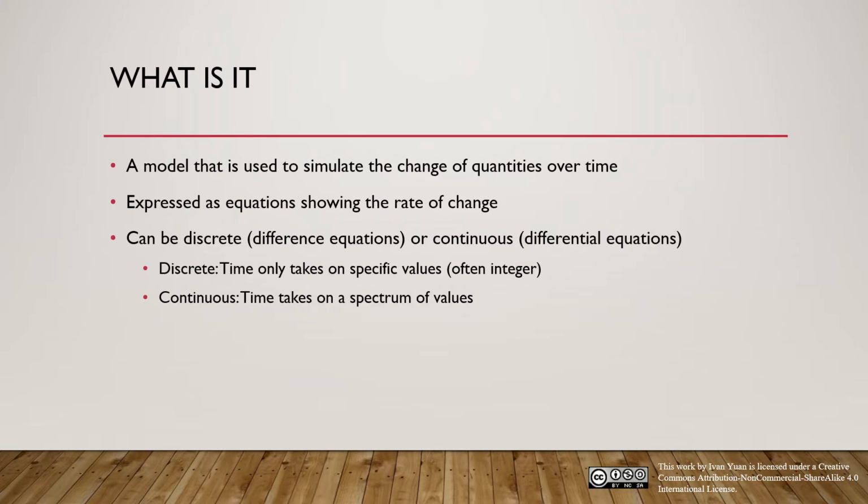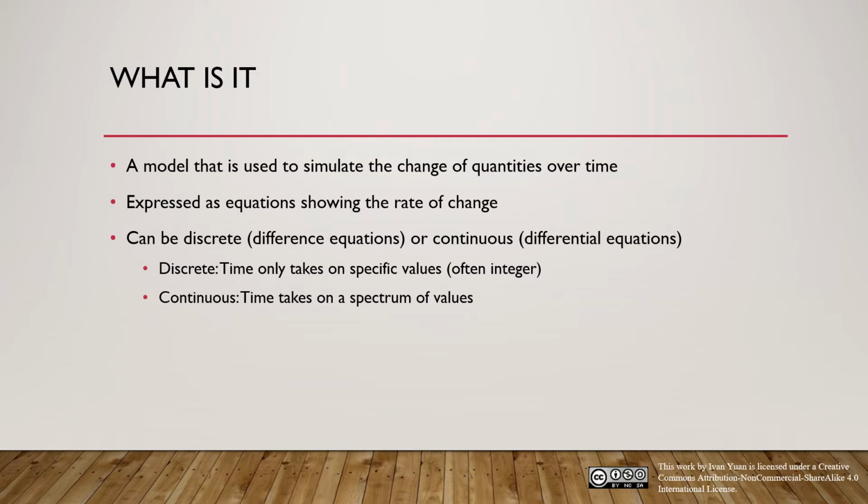So first of all, what is a dynamical system? A dynamical system is a really common model that is used to simulate the change of quantities over time. We normally express dynamical systems as equations showing the rate of change. And this leads us to two different types of dynamical systems, the discrete dynamical system and the continuous dynamical system.